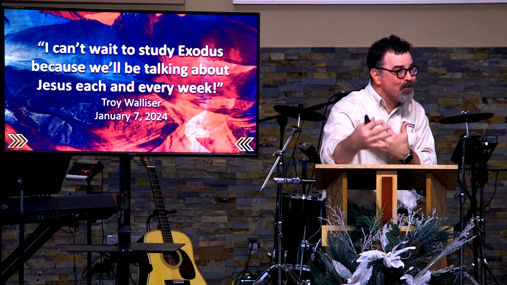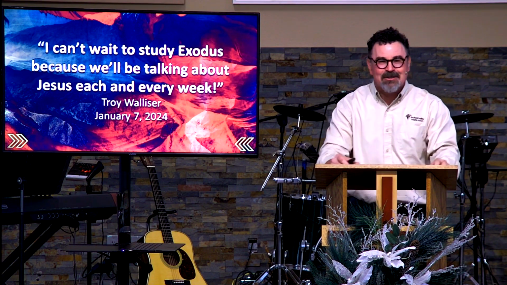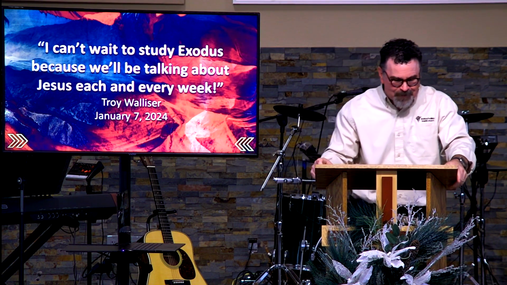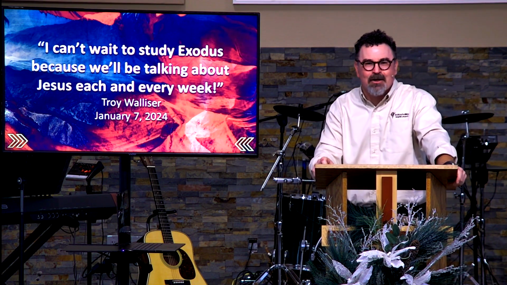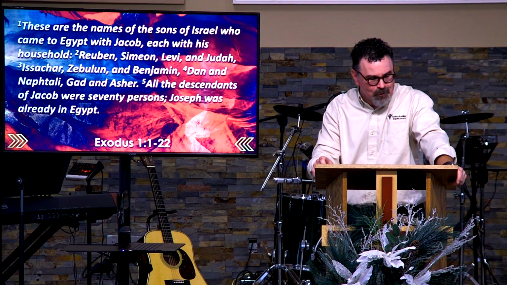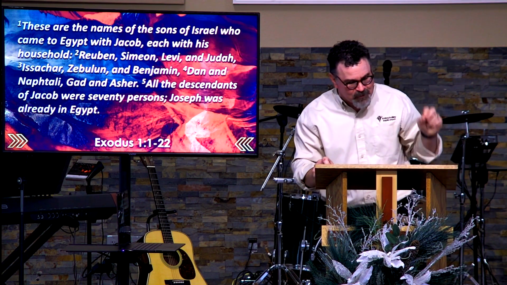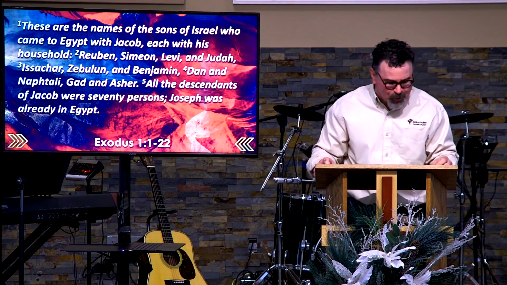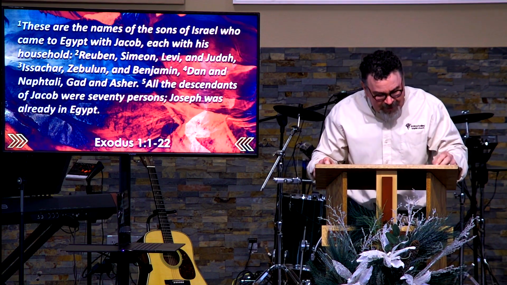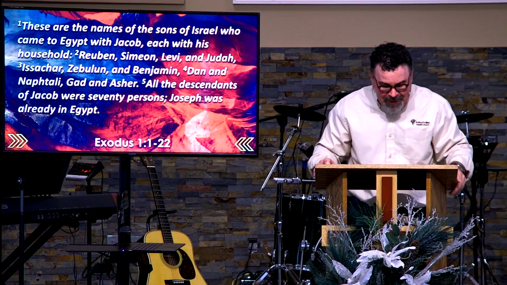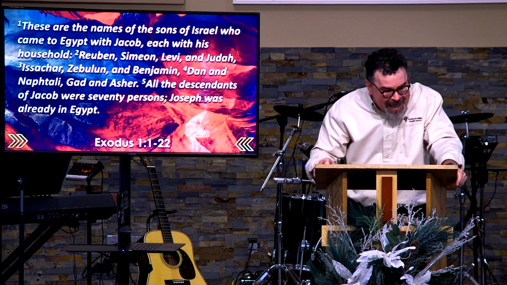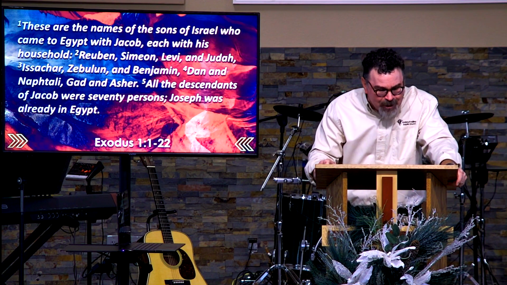And so with that as introductory information about the whole book of Exodus and the grid through which we're going to be interpreting the book of Exodus, let's read the whole first chapter together. This is the inspired, inerrant word of the Lord. These are the names of the sons of Israel who came to Egypt with Jacob, each with his household: Reuben, Simeon, Levi, and Judah, Issachar, Zebulun, and Benjamin, Dan and Naphtali, Gad, and Asher.